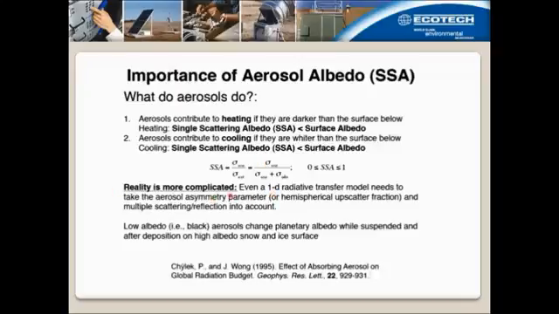In reality, it's a little bit more complex, because even single-dimensional radiative transfer models need to involve the asymmetry parameter or the hemispheric upscatter fraction, and take multiple scattering and reflection into account, not only a single one, as I had explained in the course of that.